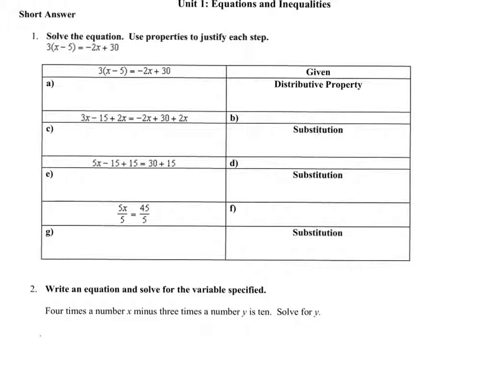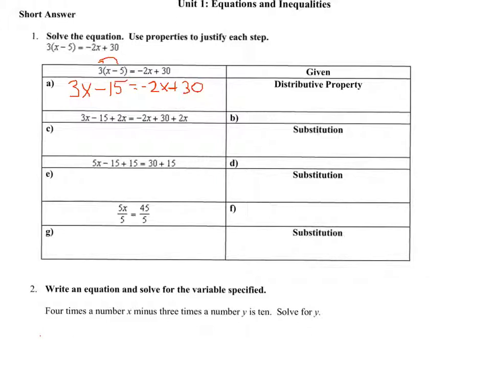Okay, so let's see. In the first one, they give us a property, distributive, so that tells us what we have to do. So we just look over here on the left. We see the parentheses, so that means we're going to distribute that 3 there and there. So we've got 3 times x is 3x minus 3 times 5 is 15 equals, and then we just bring down the negative 2x plus 30. That's all we have to do for that one.